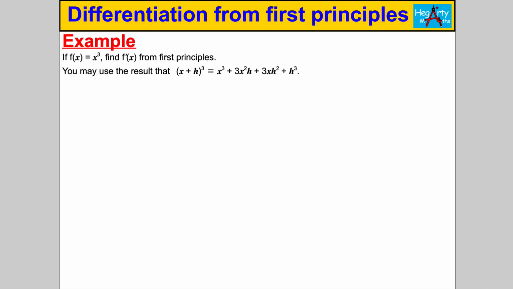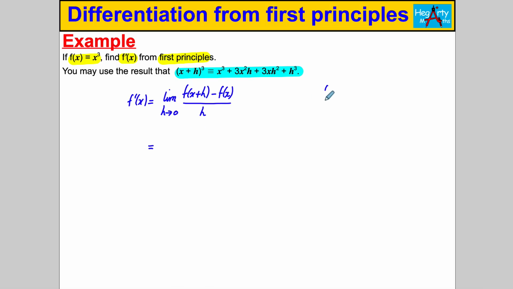Next question. Pause and have a go yourself. So here we're given that f of x is equal to x cubed. Find f primed x, the gradient function or derivative, from first principles. And we're also given a little fact here. It says you may use the following fact. We'll see if we need it later. So let's start with what is f primed x. f primed x, the gradient function or derivative, is given by the formula the limit as h tends to 0 of f of x add h, take away f of x, all of that divided by h.